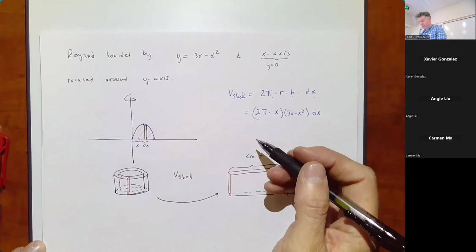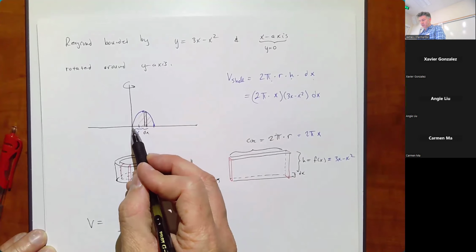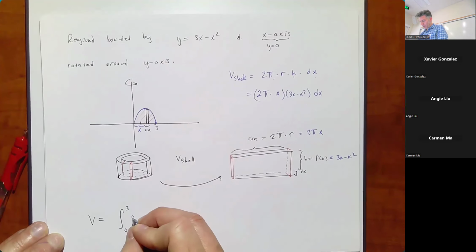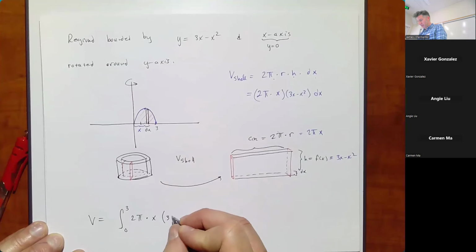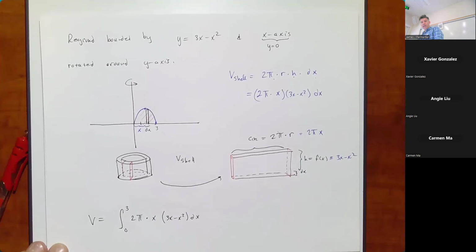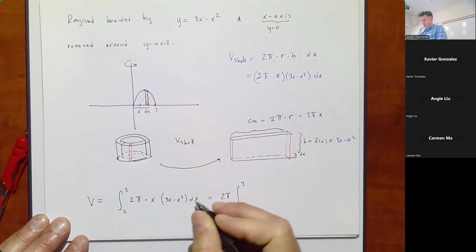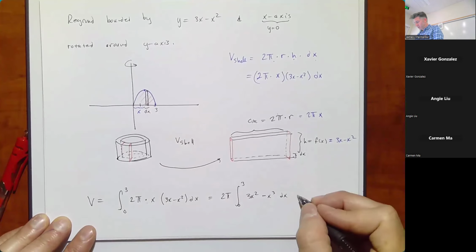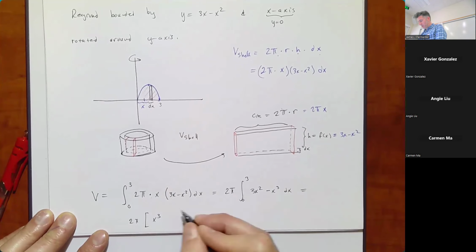So to find the volume of this, we're going to get the integral from, well, x goes from as far left as 0 to as far right as 3. So it's the integral from 0 to 3 of 2 pi times your radius x times your function 3x minus x squared dx. And normally we would immediately pull the 2 pi out in front and then distribute the x and get 3x squared minus x to the third. And then we would anti-differentiate. We get 2 pi times the integral of 3x squared is x cubed. The integral of x cubed is x to the 4th over 4. We go from 0 to 3.